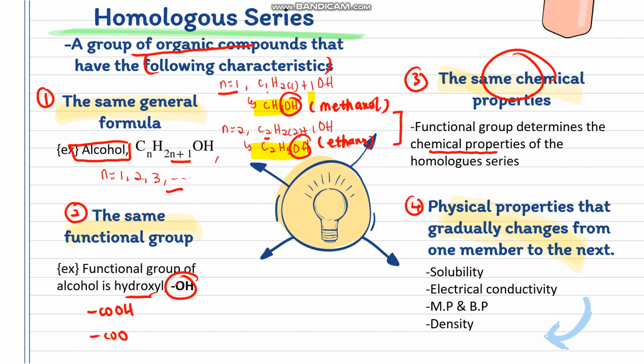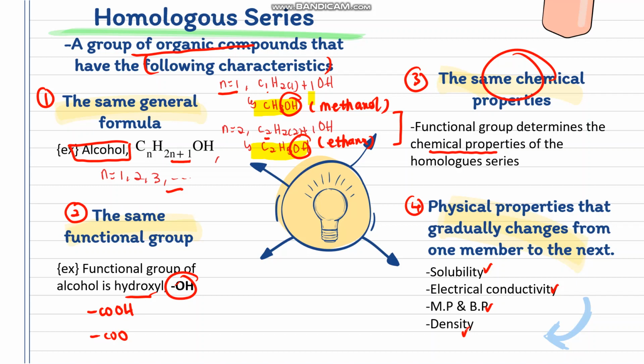So basically, the physical property is the one that we can observe with our naked eye. For example, the solubility, whether the compound is soluble or insoluble in organic solvent or water. The second one is the electrical conductivity, whether a compound can conduct or cannot conduct electricity. Next is the melting point and boiling point, whether a compound has a high boiling point or a low boiling point. And the last one is the density.